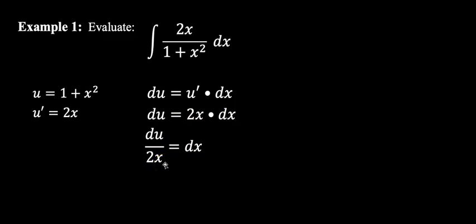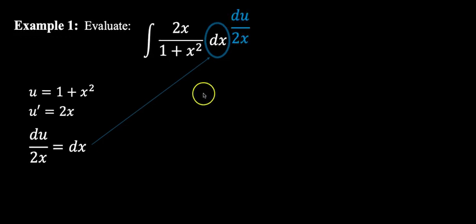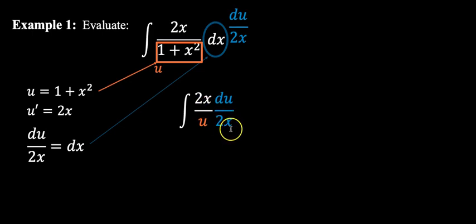So now we have to make our substitutions. First, we have to substitute in the value of dx. Dx equals du over 2x. Then we plug in the value for u. U equals 1 plus x squared. So we replace this value with u. We've now made those substitutions. Now look what happens. This 2x's can cancel, leaving us with this integral in terms of u.